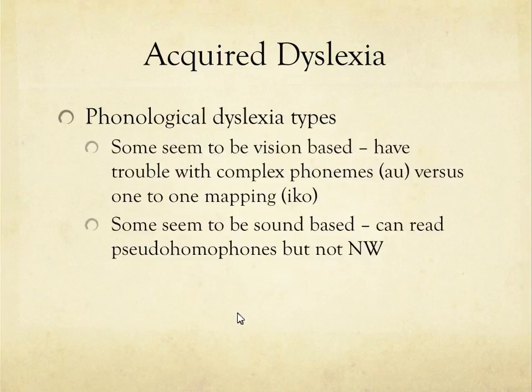And this does seem to be a bit vision-based. It's not totally about seeing the word. Previously we thought dyslexia was a vision problem, which is not true. We do tend to see some trouble with complex phonemes. So AU is a very complex phoneme for English speakers, and it has lots of different pronunciations. But for spellings that have a one-to-one mapping, like IKO, there's only one way to pronounce that, we're much better.